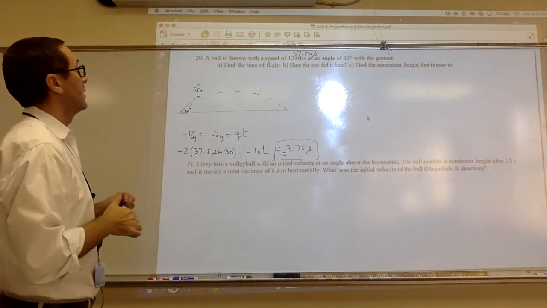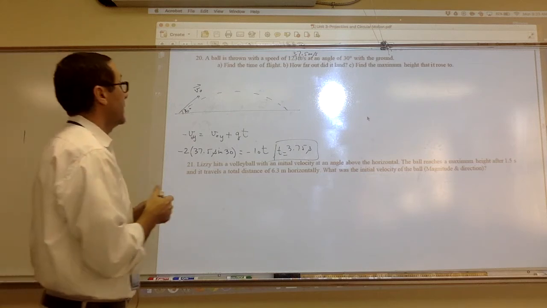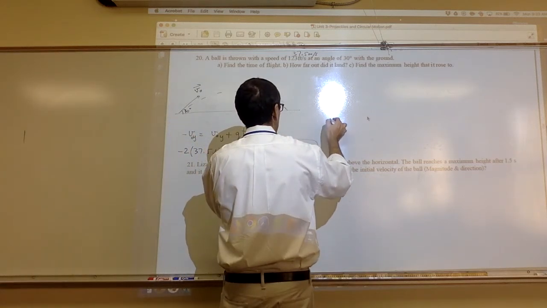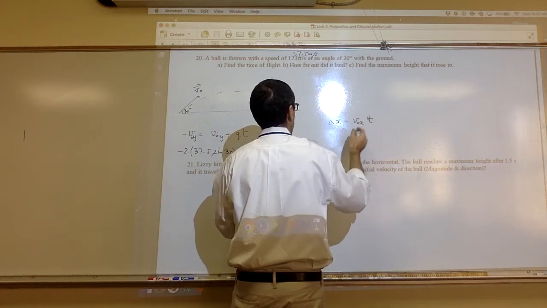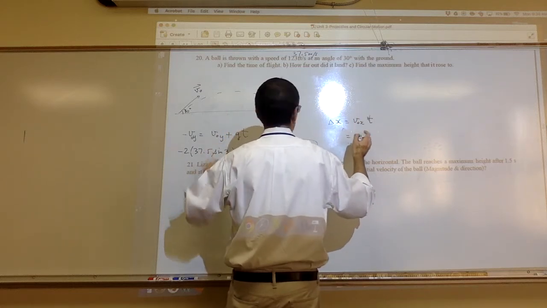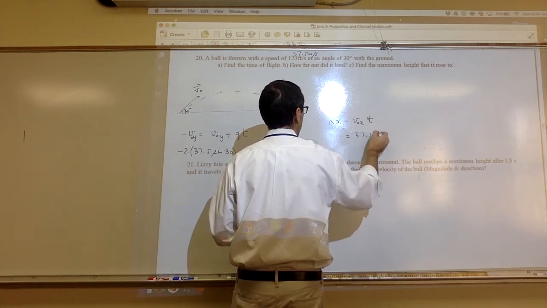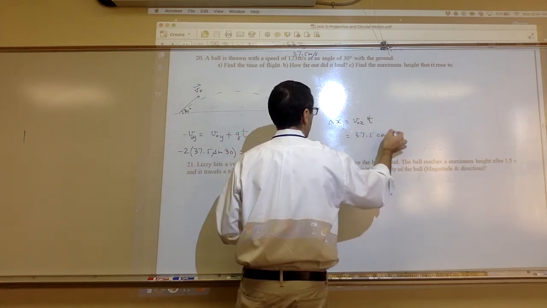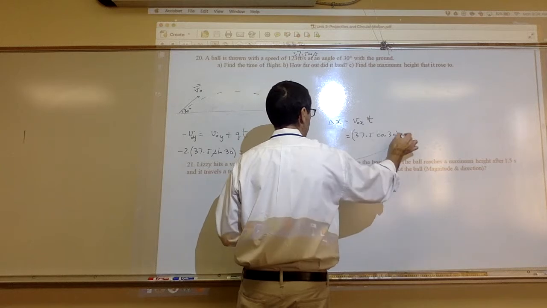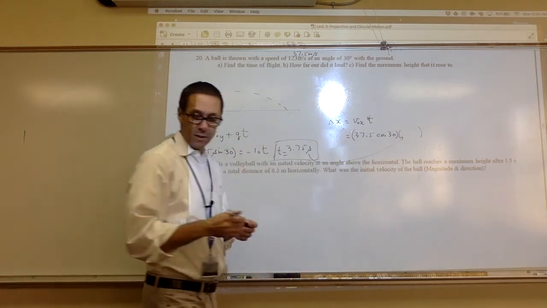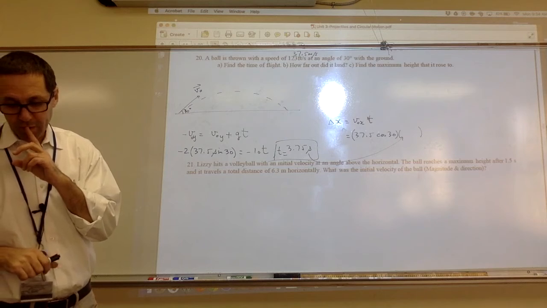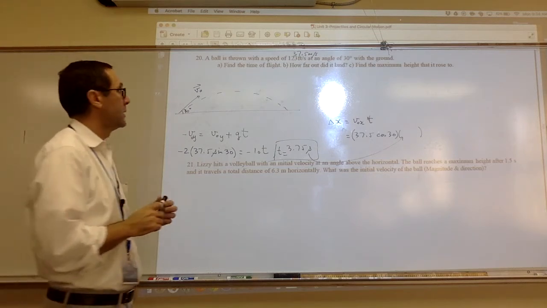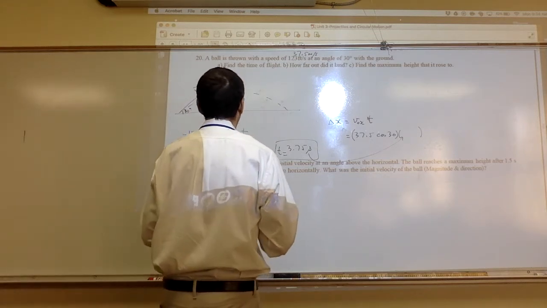Okay. How far did it land? Well, we're looking for delta x, so that's V0 in the x direction times time. Now, the V0 in the x direction is 37.5 cosine of 30, and the time is whatever time we got here. And that should give us 121.78.